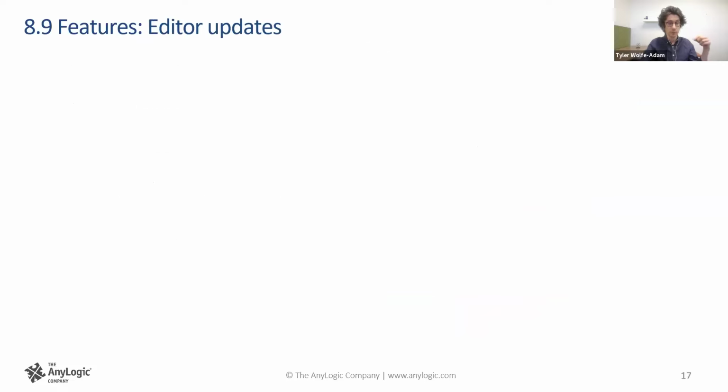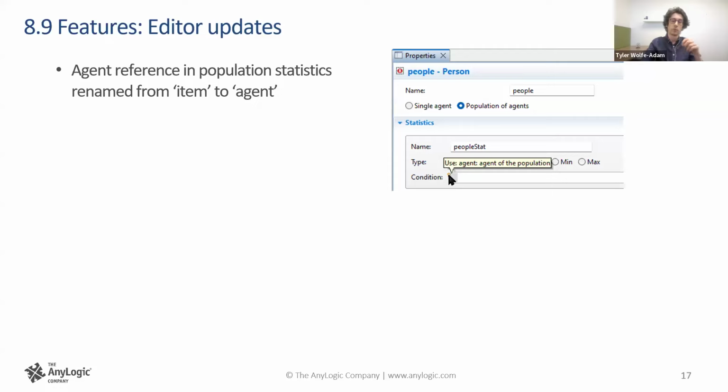Next, I want to run through some minor but very useful editor updates. Within the statistics of an agent population, we have now renamed the reference to an individual agent from item to how it is in many other instances of AnyLogic, where it's now referred to with the keyword agent.